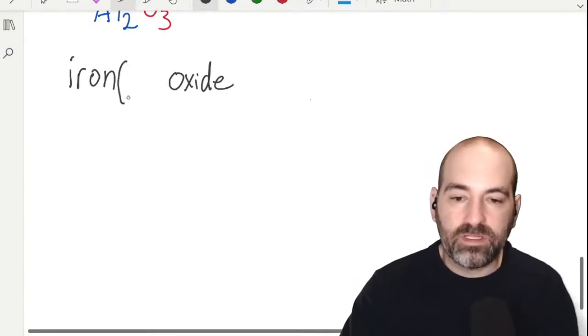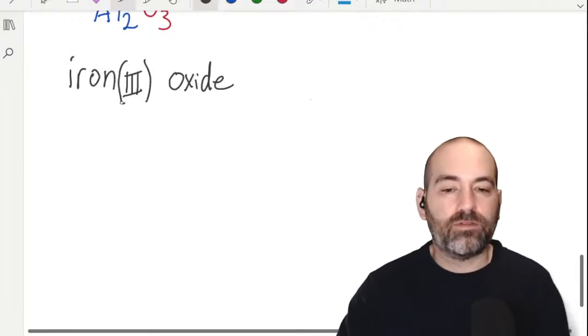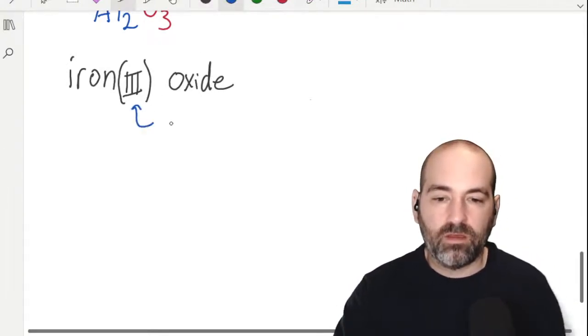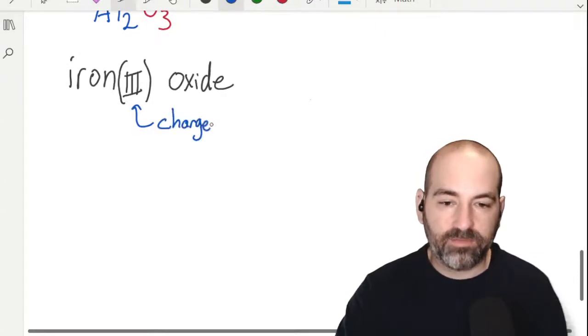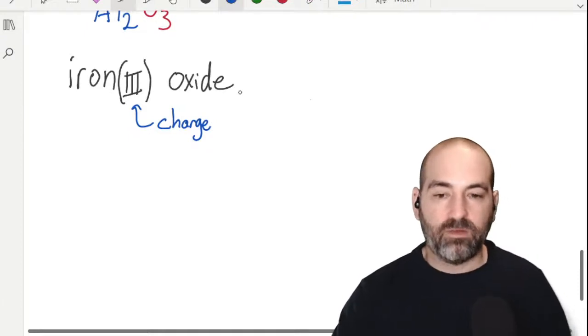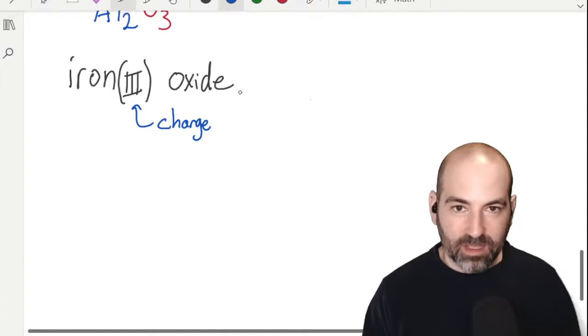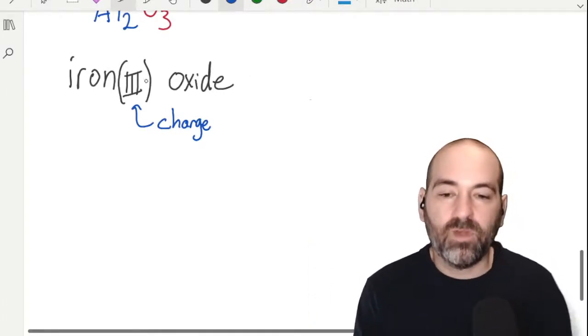What we have to do is actually specify the charge, and that's done with Roman numerals. So iron 3 oxide, that 3 is the charge, not the subscript, the charge. And that's a really common mistake. Everybody wants iron 3 oxide to mean iron, little 3, oxygen. That's not how it works. It's the charge. Iron 3 is the charge.